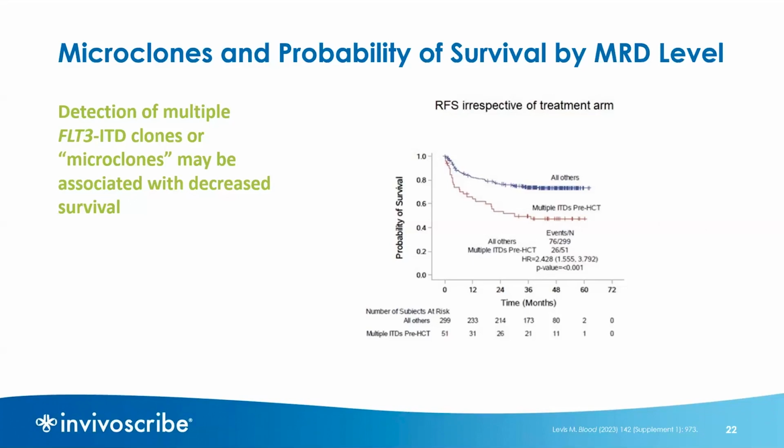And they can arise through various mechanisms, and they do matter because they provide valuable information about clonal evolution and heterogeneity of a tumor. They also harbor mutations that confer resistance to specific therapies. But at the very least, what this slide is showing is that the mere presence of microclones, or 2 or more ITDs, does confer a worse probability of survival relative to all the other subjects within this clinical trial. So, microclones may be associated with a decrease of survival.